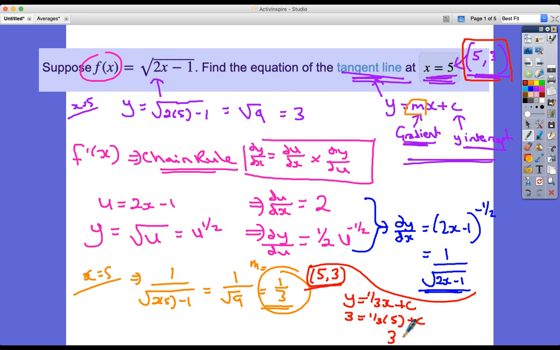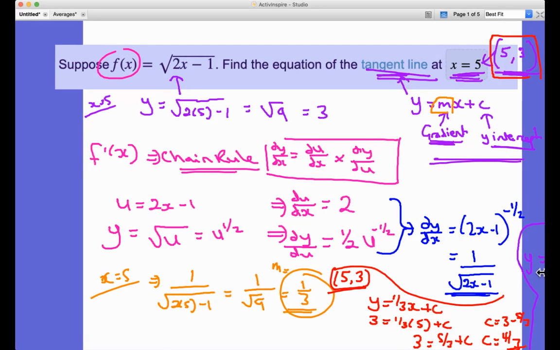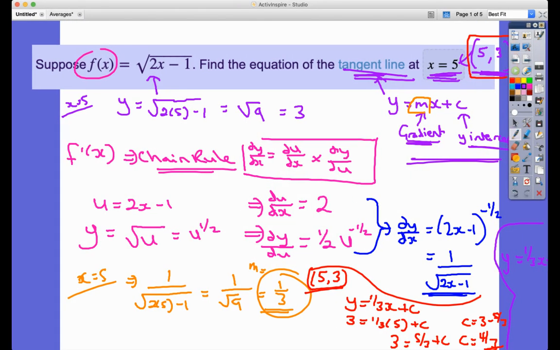So 3 equals 5 over 3 plus c. c is 3 subtract 5 over 3, which is equal to, what would it be? 4 over 3. Yeah, 4 over 3. And so we could just leave it like that. It's not asked us to give it in integer form or anything like that. So what we've got then, y equals a third x plus 4 over 3, is my final answer.